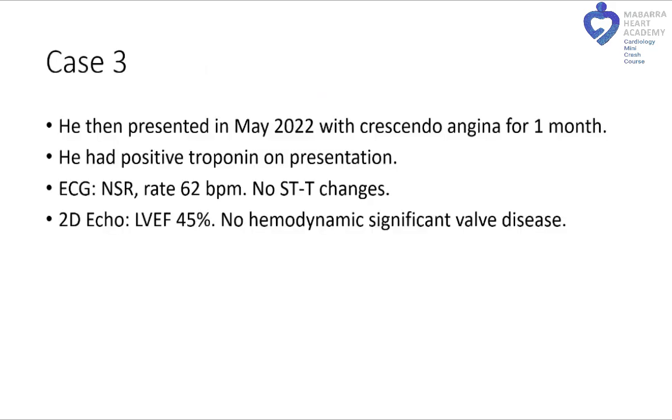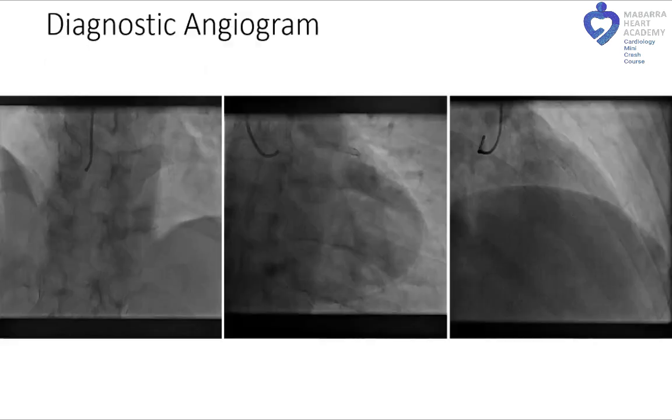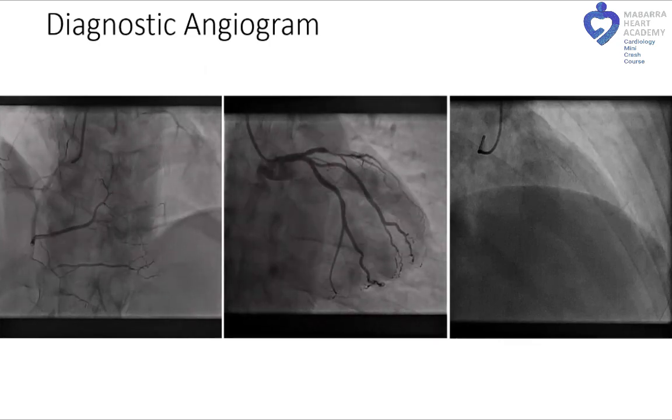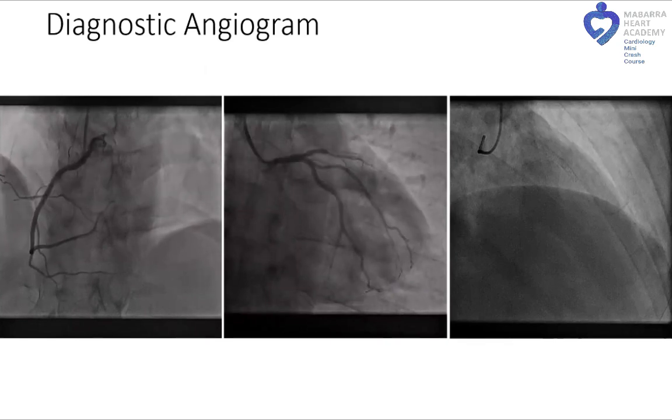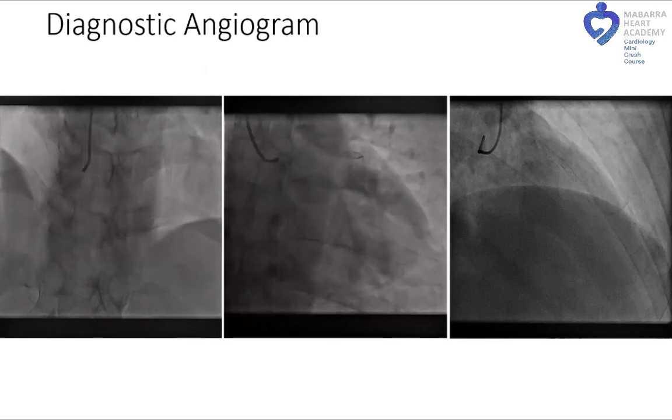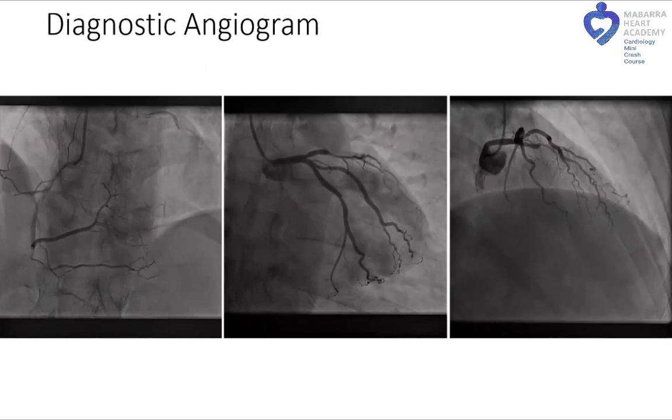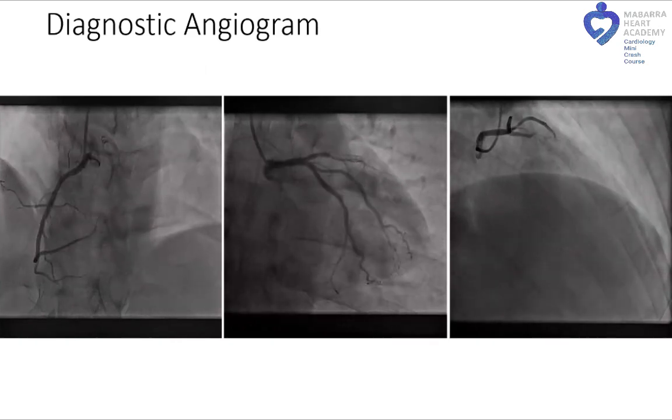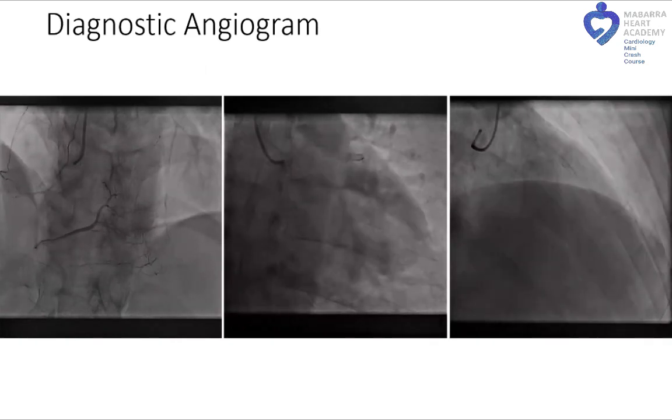So this was the index procedure. He presented a few years later with chest pain for 1 month. He had positive troponin. Ejection fraction was mildly reduced. And he was referred for another angiogram. So the RCA was fine. And the angiogram of the left system showed severe ISR, so showed complete occlusion of the LAD stent.